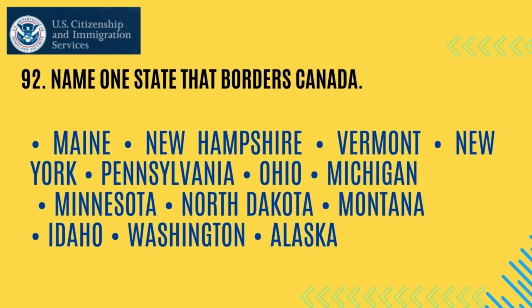92. Name one state that borders Canada. Maine. New Hampshire. Vermont. New York. Pennsylvania. Ohio. Michigan. Minnesota. North Dakota. Montana. Idaho. Washington. Alaska.